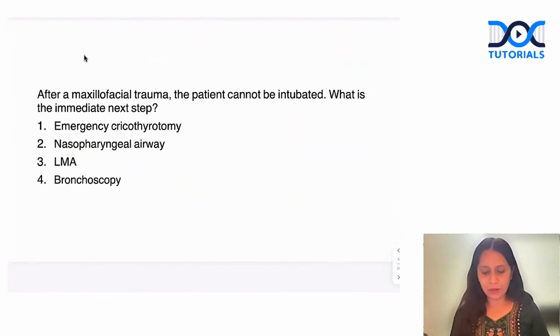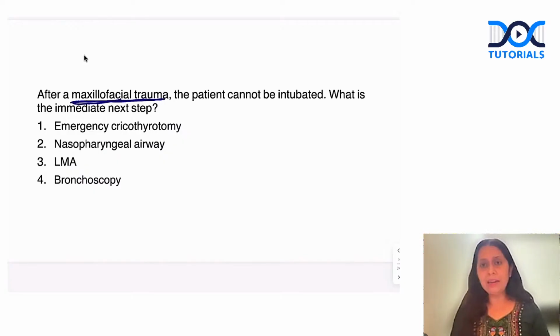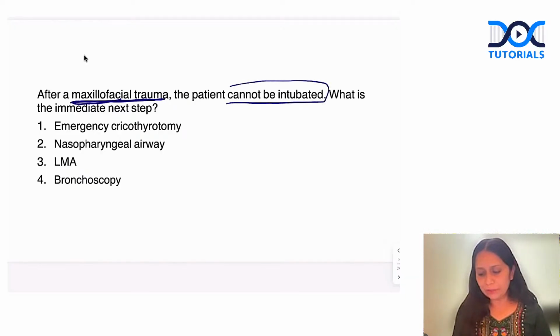Okay, the next question. Again, I have particularly talked about this in airway: what do we do when we cannot intubate and we cannot ventilate the patient? So this is a patient after maxillofacial trauma. The patient had a maxillofacial trauma and was not able to be intubated. So this is an acute emergency. The patient was not able to be intubated, and the patient was not able to be ventilated also. So: cannot intubate, cannot ventilate.